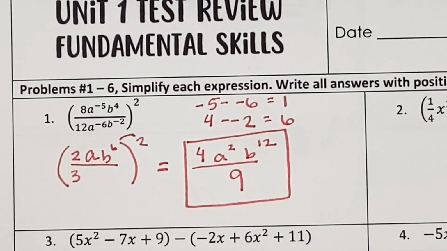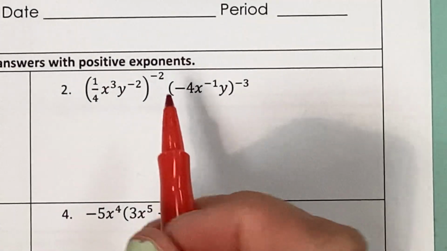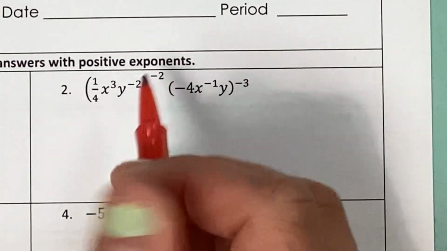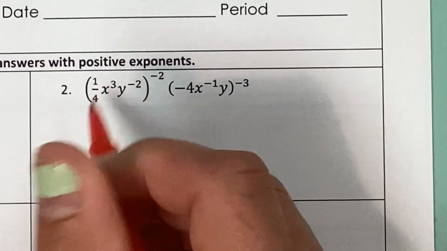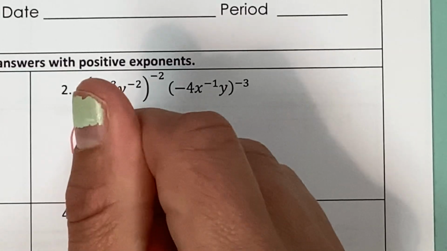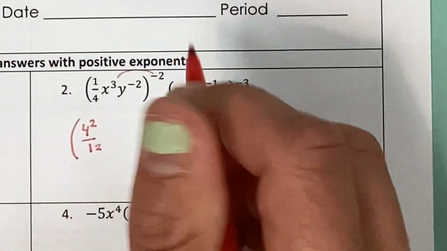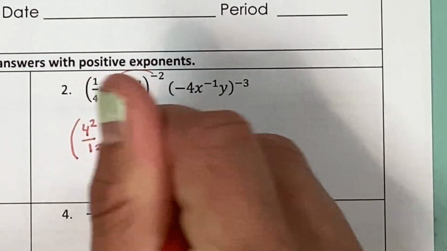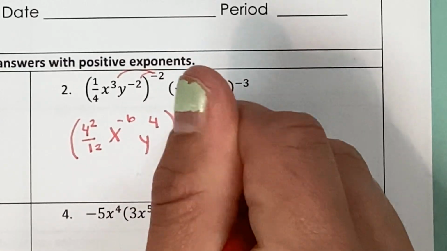Alrighty. On number 2, this negative is going to distribute out to all of these guys. Now the negative for the 1/4 is going to flip it around and make it 4/1, and we are going to square both of those guys. Negative times 3 is going to be x to the -6, and negative times -2 is going to be y^4.